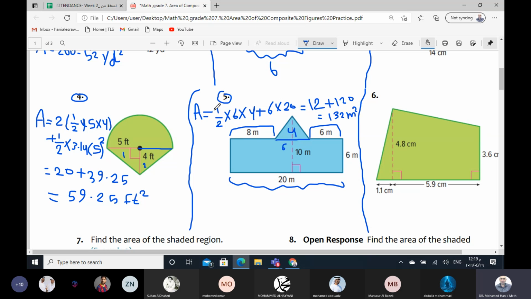So the rule of the triangle will be 1 over 2 times the base, which is 6, times the height, which is 4. Plus the area of the rectangle. The area of the rectangle will be the length times the width. 20 times 6. Now we can calculate 4 times 6, 24. 24 divided by 2 will be 12. Plus 6 times 20 will be 120. Then 12 plus 120 will be 132 meter squared.